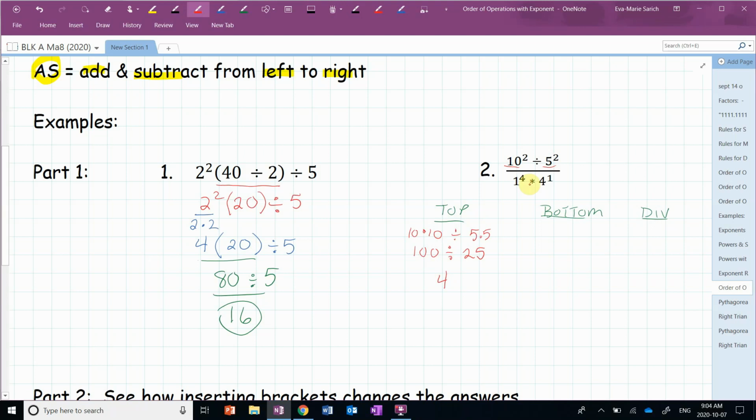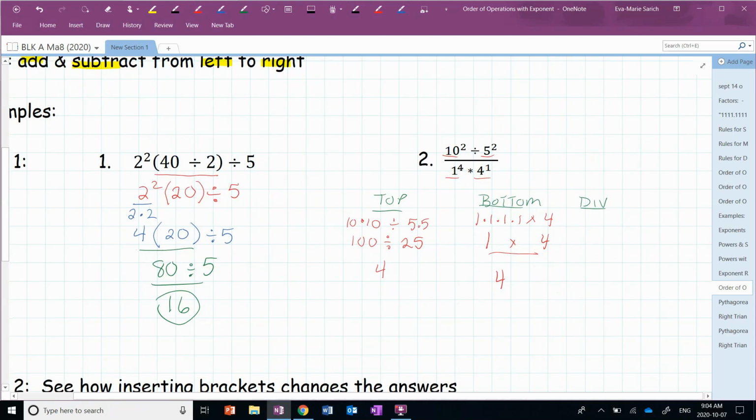So on the bottom, we have this star, which can also mean multiply. And so we've got 2 exponents and a multiply. So we're going to do our exponents from left to right. So 1 to the 4th means 1 times 1 times 1 times 1. And that equals 1. 4 to the 1 just means 4 appears once. So that's going to equal 4. And there's a multiply between them. So the last step here is to multiply 1 times 4, which gives us 4. So another mark for solving the bottom.